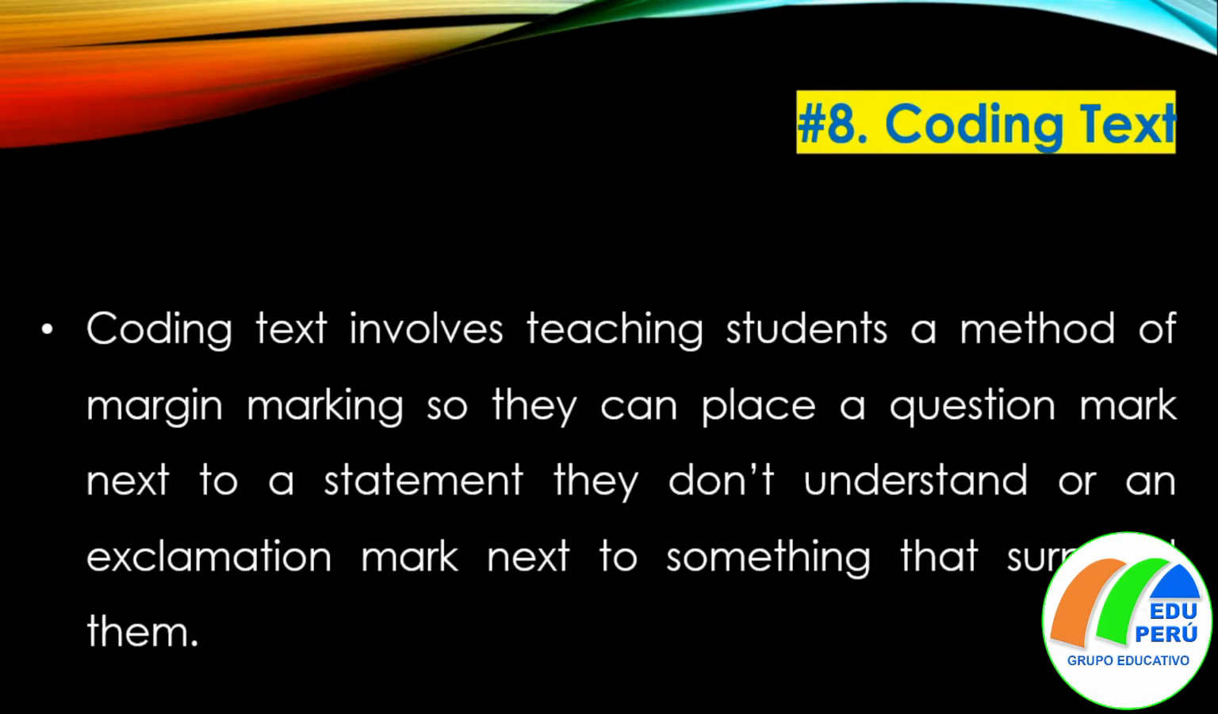So you check the things that you already knew, and the things that you didn't know. Or underline or circle. So this is coding the text. Underline the things that you already knew about the text. Or circle the things that you didn't know or that are new for you. Notice, they are coding the text. All right?